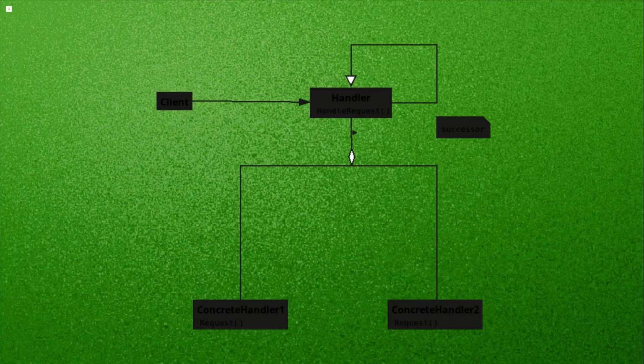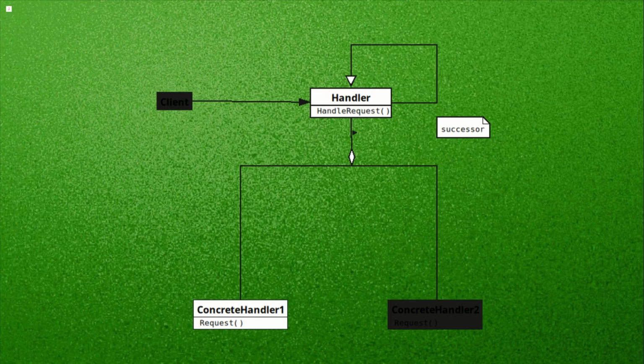Chain of Responsibility for C++ students, UML. Handler defines the interface for handling requests. Stores a reference to the next handler. Forwards requests if it can't handle them. Concrete handler handles requests it is responsible for. Decides whether to process or forward. Passes unhandled requests to successor.